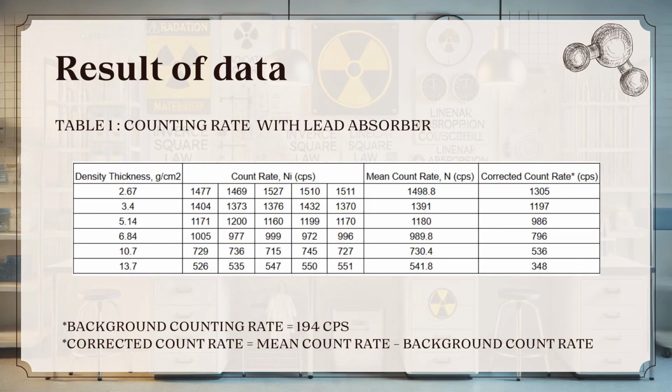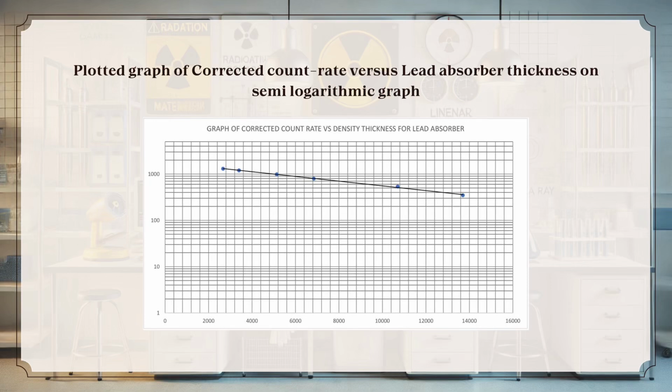Result of data. Table 1 is about counting rate with lead absorber. The data that we obtained while conducting the experiment is filled in the table below. Note that the background counting rate that we obtained is 194 CPS. Also note that corrected count rate equals mean count rate minus background count rate. This is the plotted graph of corrected count rate versus lead absorber thickness on a semi-logarithmic graph.